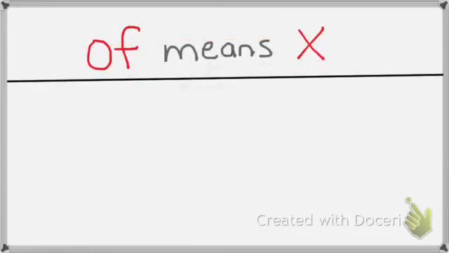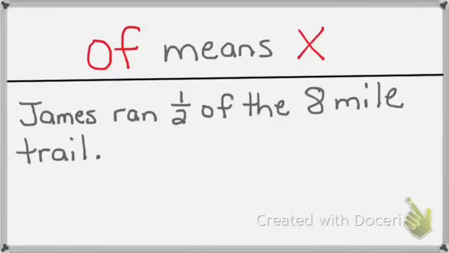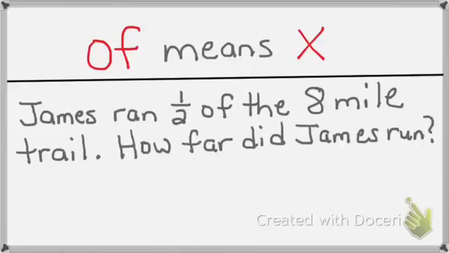Our first hint in fraction problems: of means times. Let's take a look at this. James ran 1/2 of the 8-mile trail. How far did James run? Well, the first thing we do in the word problem is find out what it's asking us. Look at the actual question. The actual question is, how far did James run? That's what we need to find out.